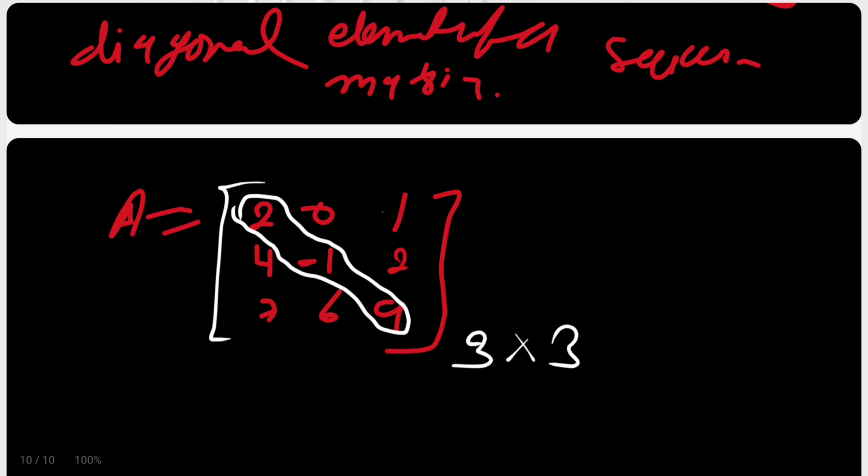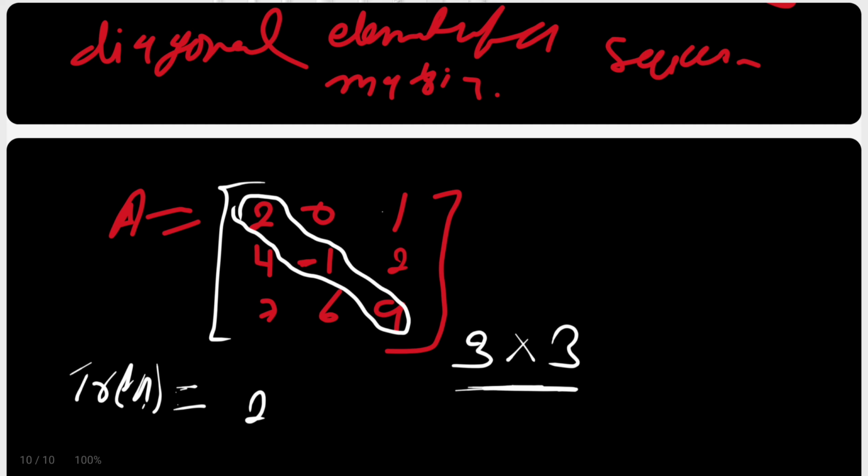We have to write the principal diagonals. This is 2, and we have to write the plus. We are finding the trace of A, so we have to write the principal diagonal. First we have to see whether it is a square matrix. Yes, it is a square matrix. Then we write the principal diagonals: this 2, minus 1, 9.